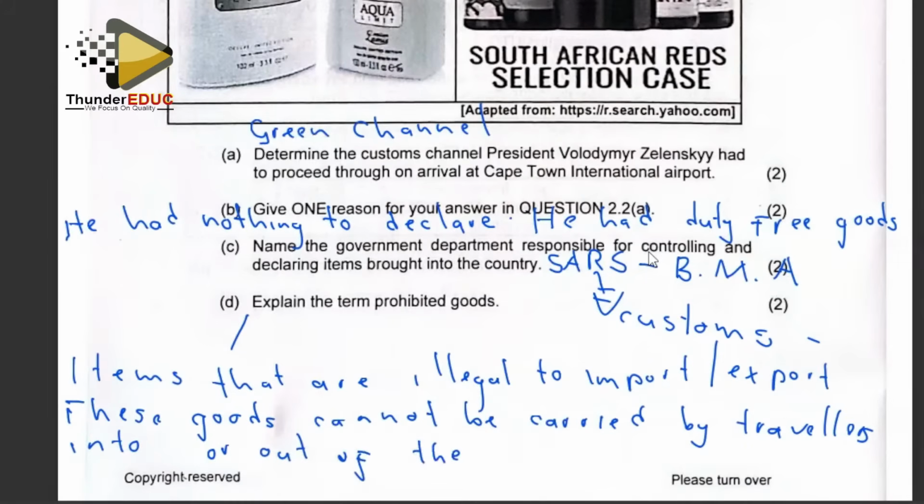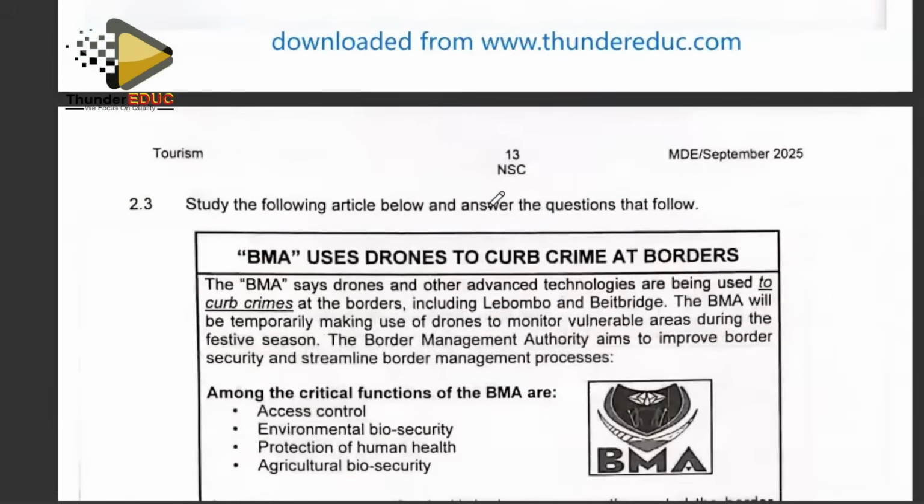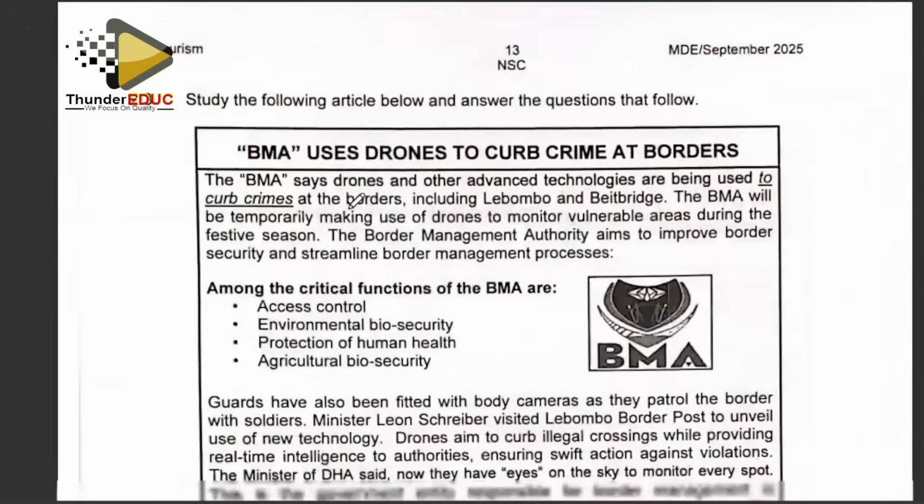This includes explosives, narcotics, and other things as well. So these are goods which cannot be carried by ordinary travelers into or out of the country. So those are considered to be prohibited goods. Study the following article and answer the questions that follow.